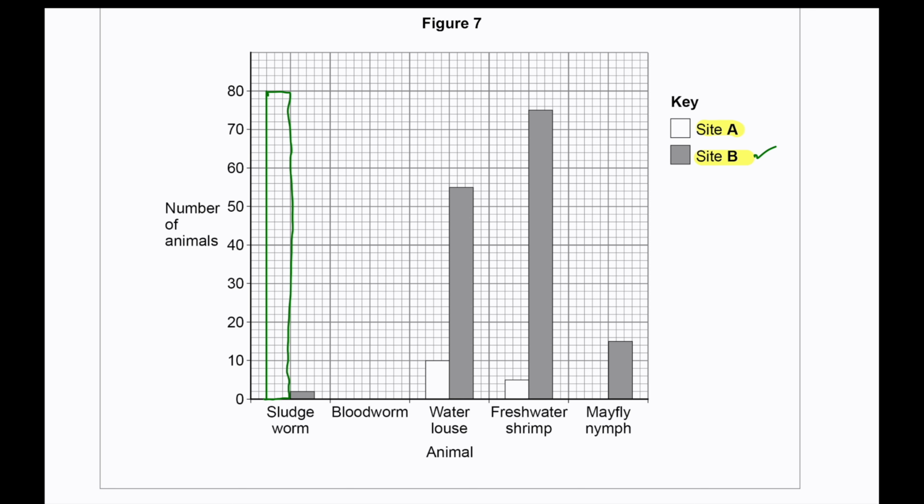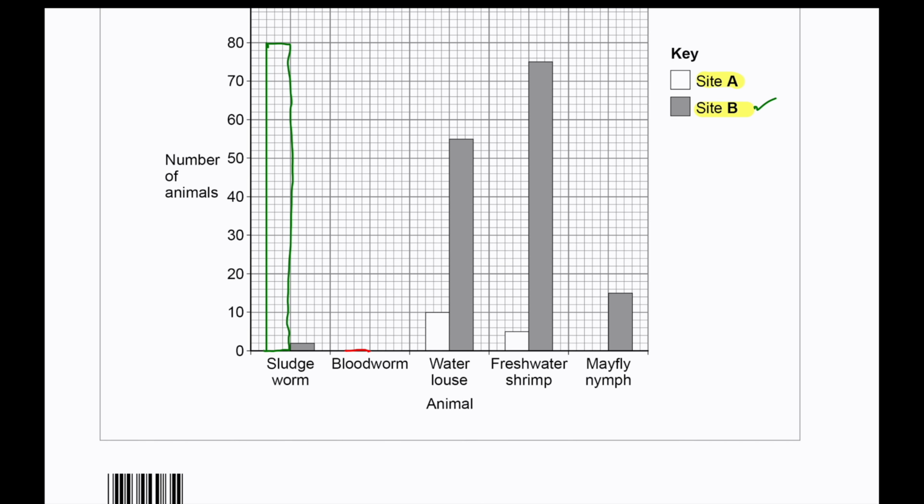And for the bloodworm, 36 and 8. Again, cover up 3 boxes. For the site B, it's just 8 only, since it is shaded. And for site A, it's 36.